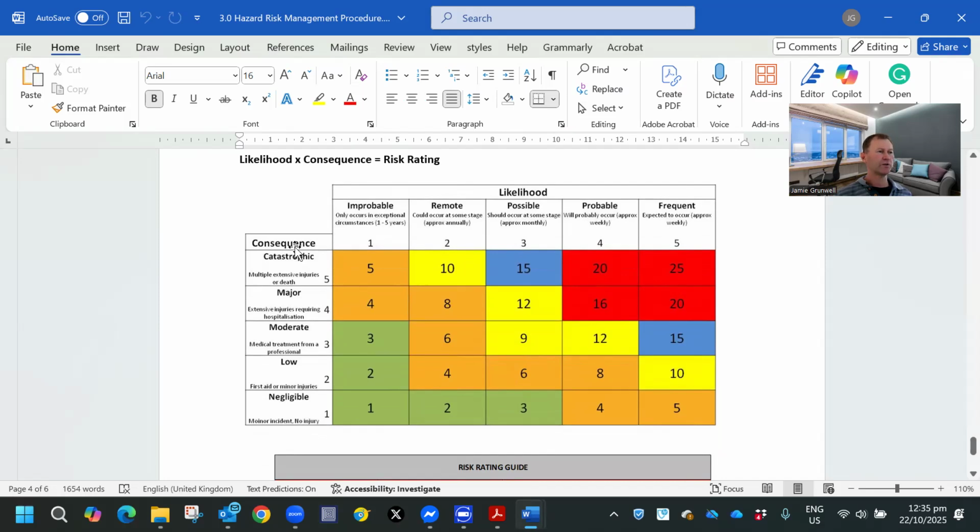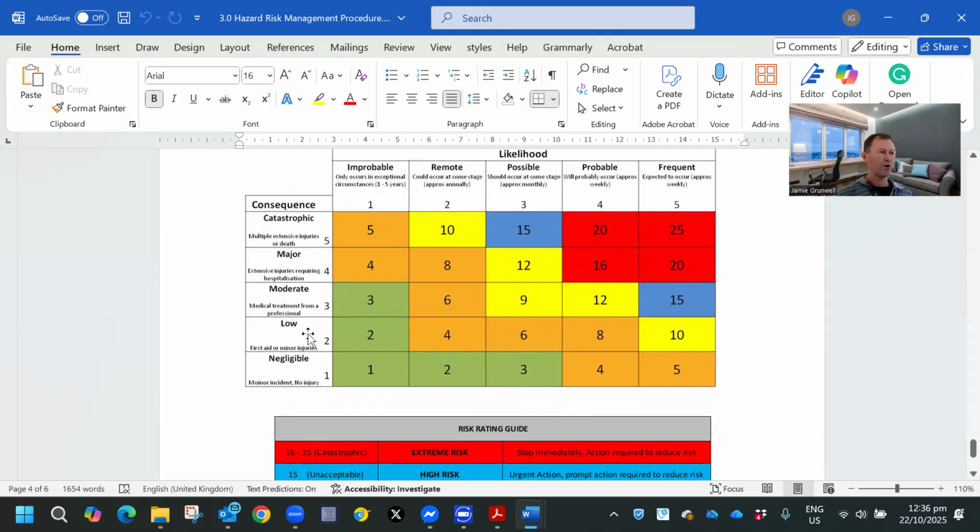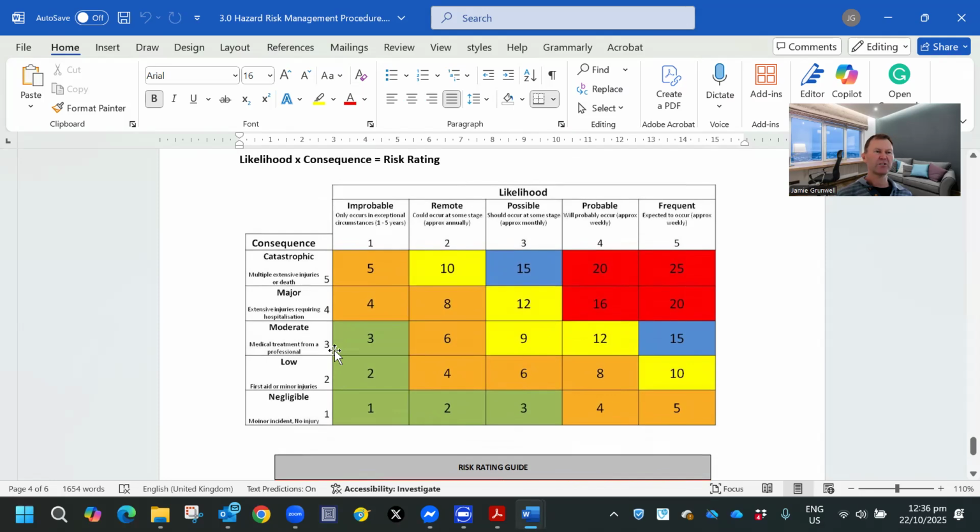And then you come down here to consequence. Is it catastrophic? Will it seriously hurt a number of people or kill somebody? Is the hazard major? Extensive injuries requiring hospitalisation? Is it moderate, where the person, if they got hurt, or the harm to an object, is going to have to go and get professional treatment, either at the hospital or a panel beater? Is it low? Is it first aid or minor injury? Or is it negligible? It's a minor incident or no injury, like a scratch.